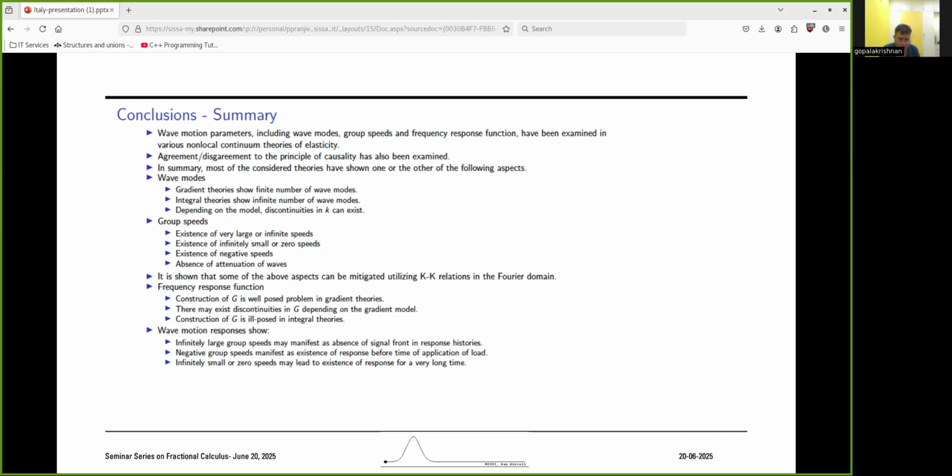Group speeds: existence of very large or infinite speeds, existence of infinitely small or zero speeds, existence of negative speeds, and absence of attenuation of waves in some of the modes because of the purely imaginary nature. It is also shown that the above aspects can be mitigated to a little extent by using KK relations. And the frequency response function can be used to examine the KK relation in the multimodal sense. And there may exist even discontinuities in G depending upon the type of the models. And the wave response showing infinitely large speeds may manifest as the absence of the signal front in the response histories. Negative speeds manifest as existence of the response before the time of the load, and if it satisfies the KK relations, then there can be a load.